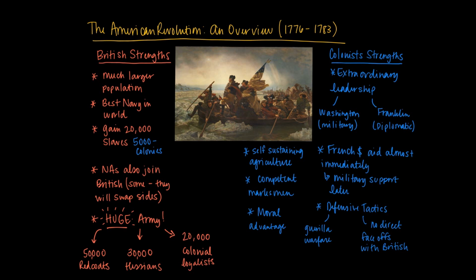Many of their marksmen are pretty competent and are at times better than the redcoats at hitting the shots that they need to hit. And lastly, the colonists have this moral advantage. They're fervently fighting for a belief in a cause, and that's what unites them and keeps them going, whereas the British don't necessarily have that.